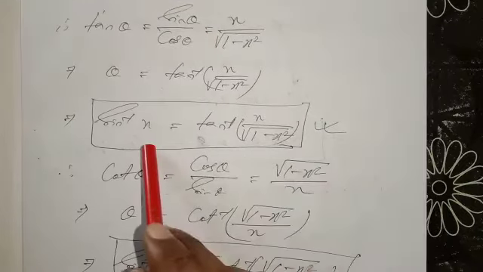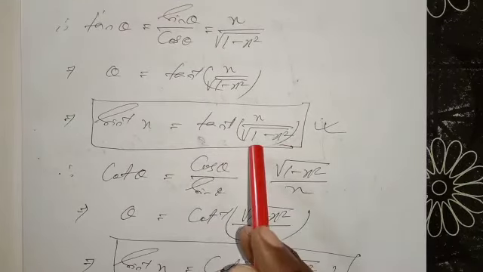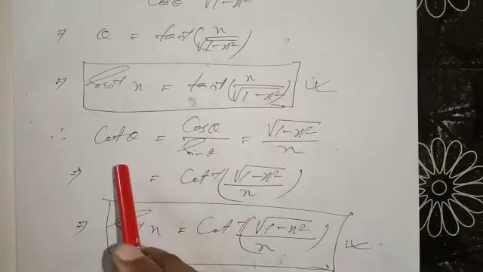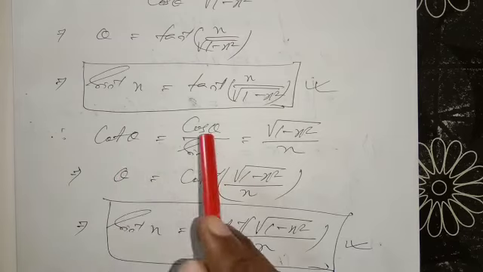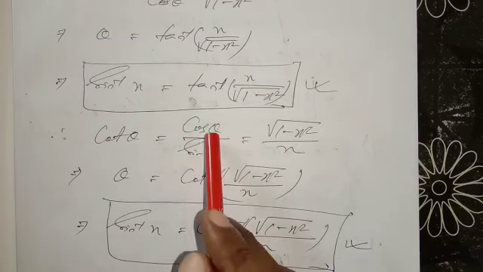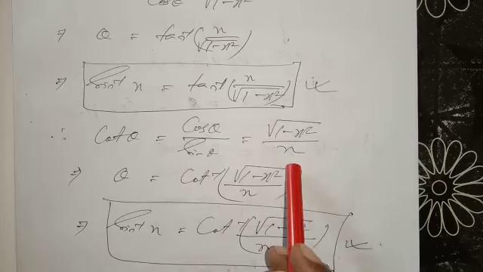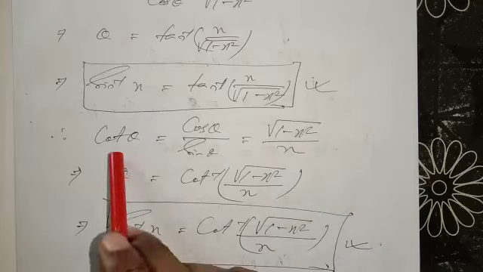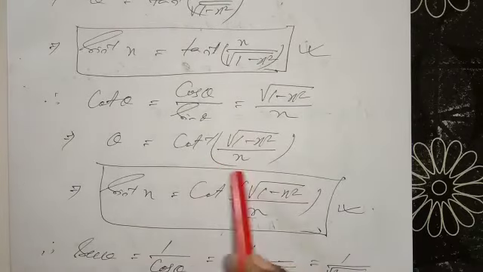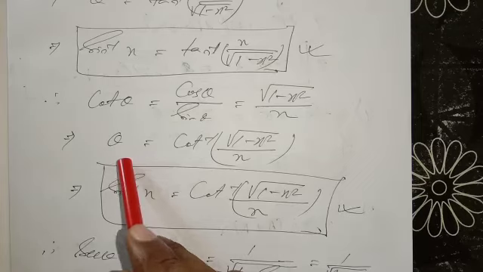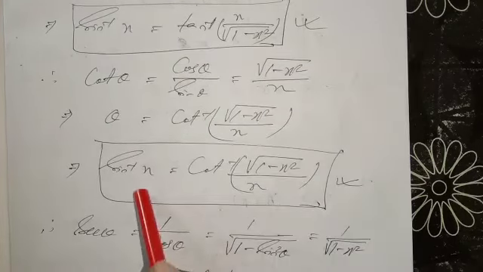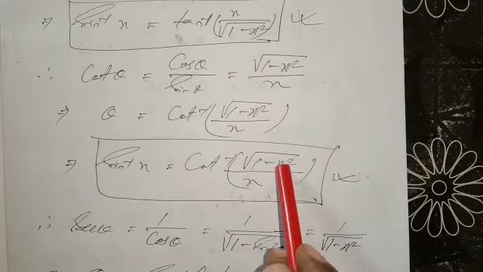Sin inverse x is equal to tan inverse of x by square root of 1 minus x square. Next, let us go to cot. As you know, the cot theta formula is what? Cos theta by sin theta. That is also a quotient relation from the trigonometry chapter. Cos theta is square root of 1 minus x square, and sin theta is x. Now theta will be how much? This cot will go to that side, so it will be cot inverse of square root of 1 minus x square by x. Theta is what? From the beginning I have taken theta as sin inverse x. Therefore, sin inverse x is equal to cot inverse of square root of 1 minus x square by x.